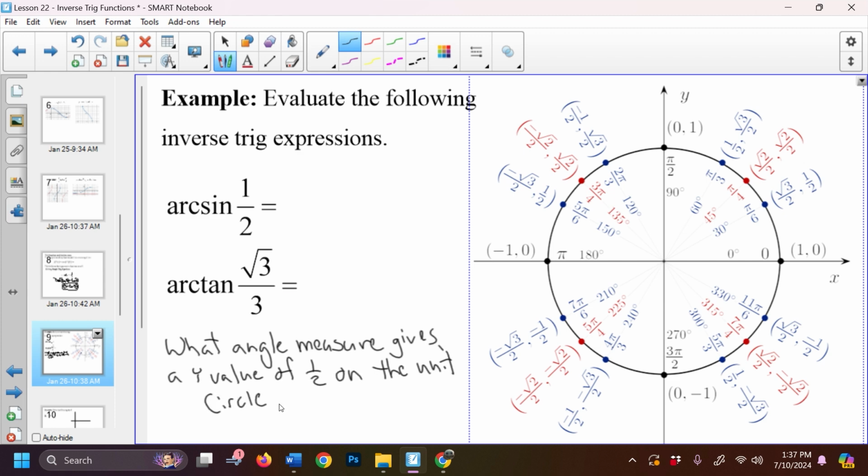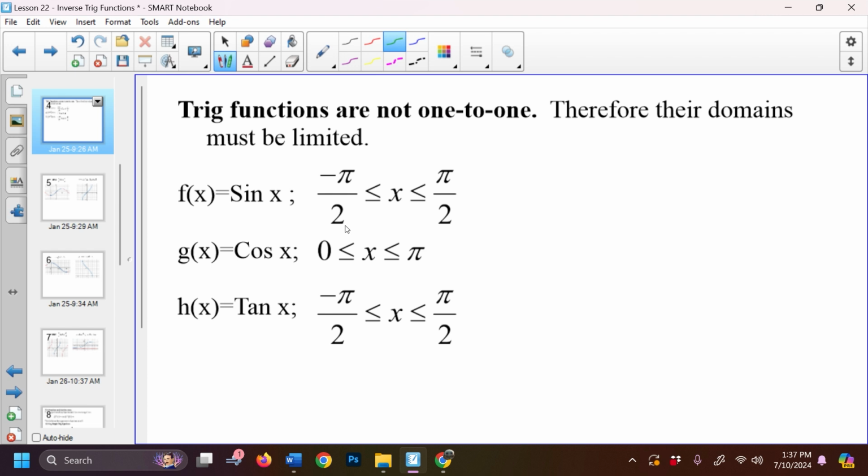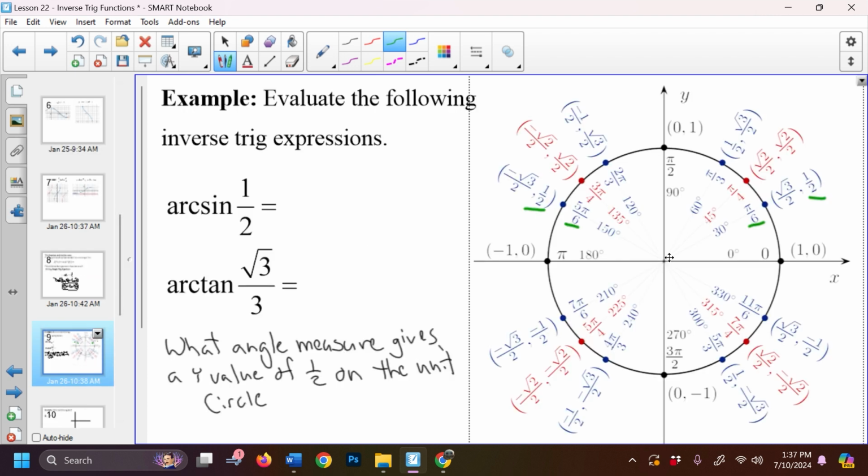Now there are two answers to this. There is a half right here, and there is a half right there. So there are two possible solutions, pi over 6 and 5 pi over 6. But here is the problem. When I go back up to sine, sine is limited from negative pi over 2 to pi over 2. So the only values that I can use on the unit circle are from here all the way around to there. So 5 pi over 6 is not in this domain. So my answer to this problem is going to be pi over 6.